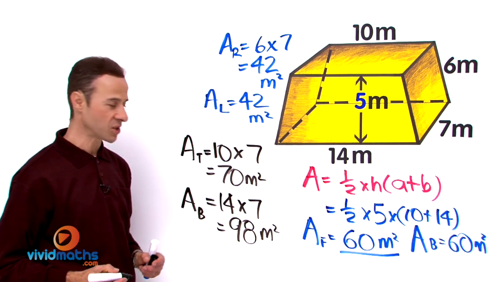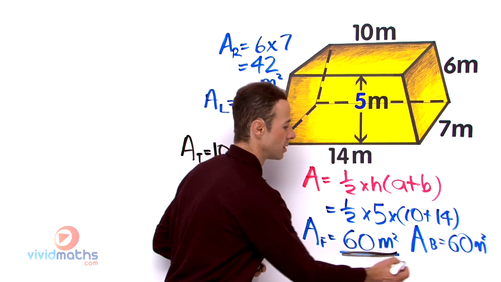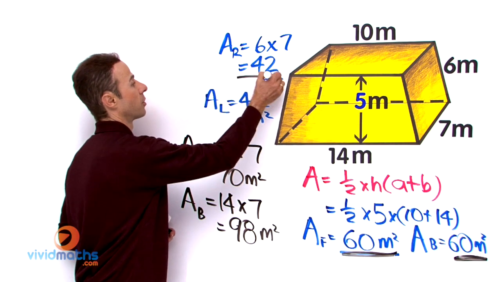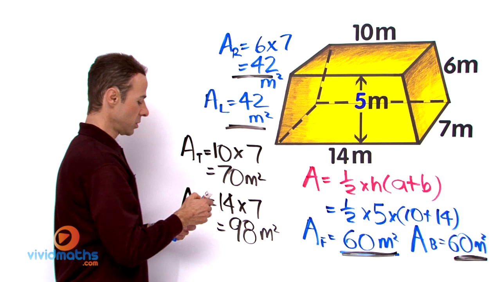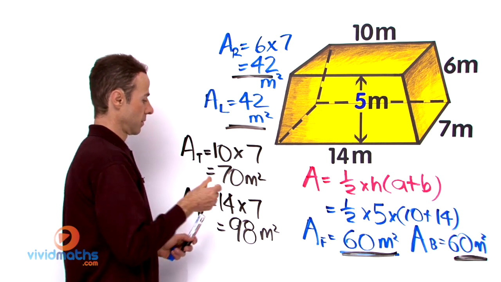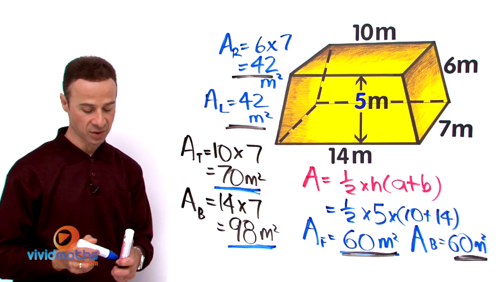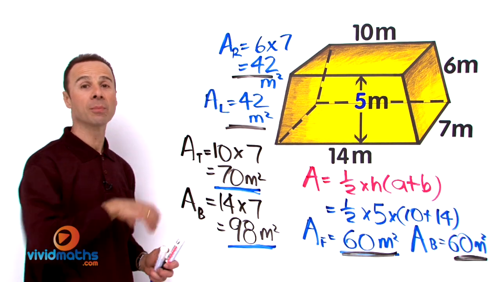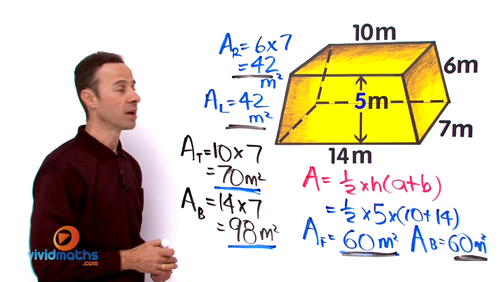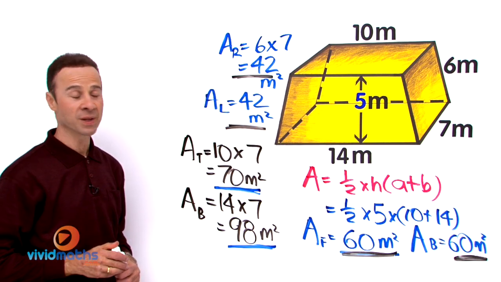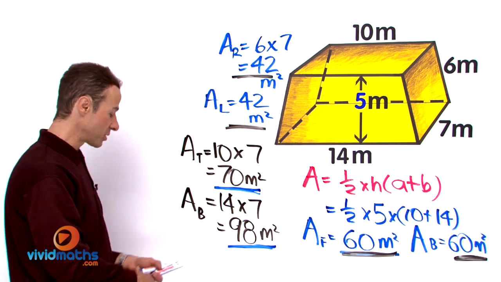Let's check that we got 6. We got 1, 2, 3, 4, 5, and 6. Therefore, we have all 6 faces. All we have to do now is add them all together to get the complete surface area of this trapezium prism. So let's add them all together.